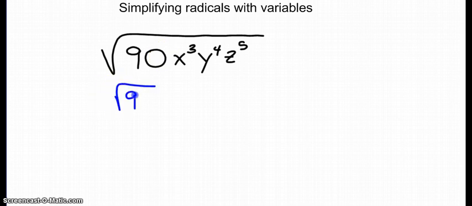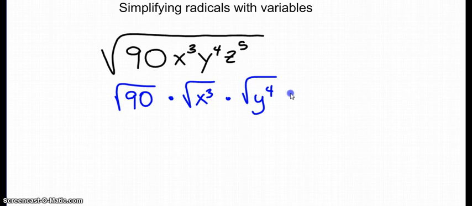I'm going to say that this is root 90 times root x to the third times root y to the fourth times root z to the fifth. I'm going to look at simplifying these each individually.